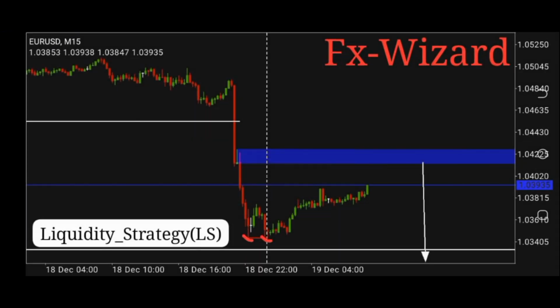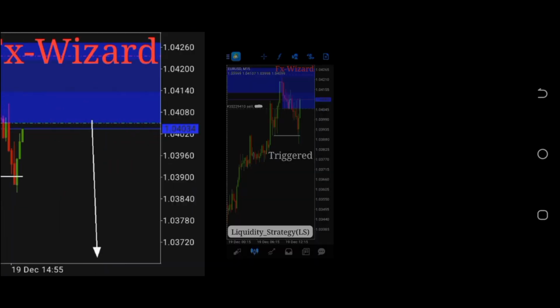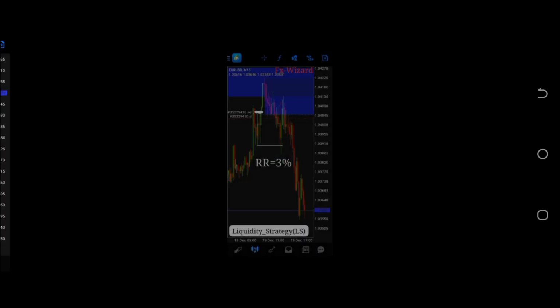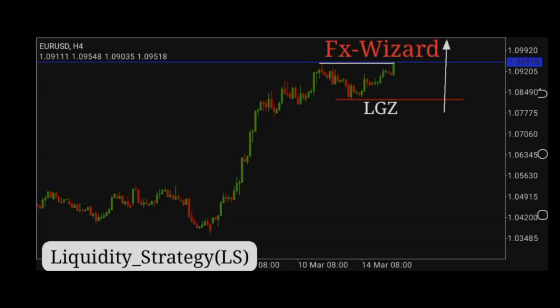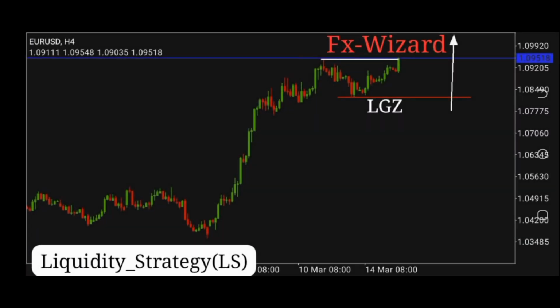Then we have this loss of strength. Then we have this continuation trend. Market triggered. Then we have this continuation trend. It continues to happen, and this is the current chart on today's trade. This is 14th March 2025. This is the current EURUSD chart.